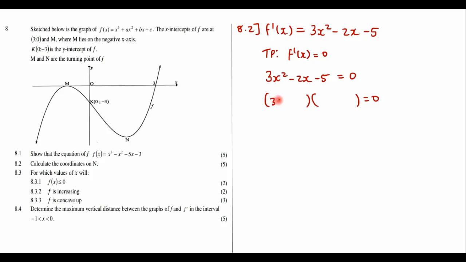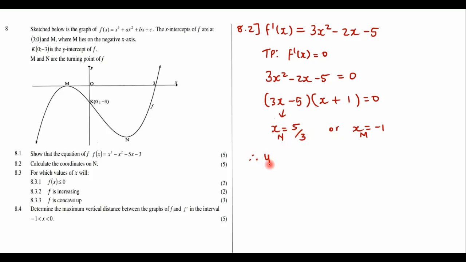Let's see, here I have 3x, and then here I have x. Now right here I need to have 5 and 1 and minus and plus. So basically for this case, x is going to be 5 over 3, and for that case, x is going to be minus 1. Now looking at this, you can already see that this x value was the x value that we got for m, and then this is going to be the x value for n.